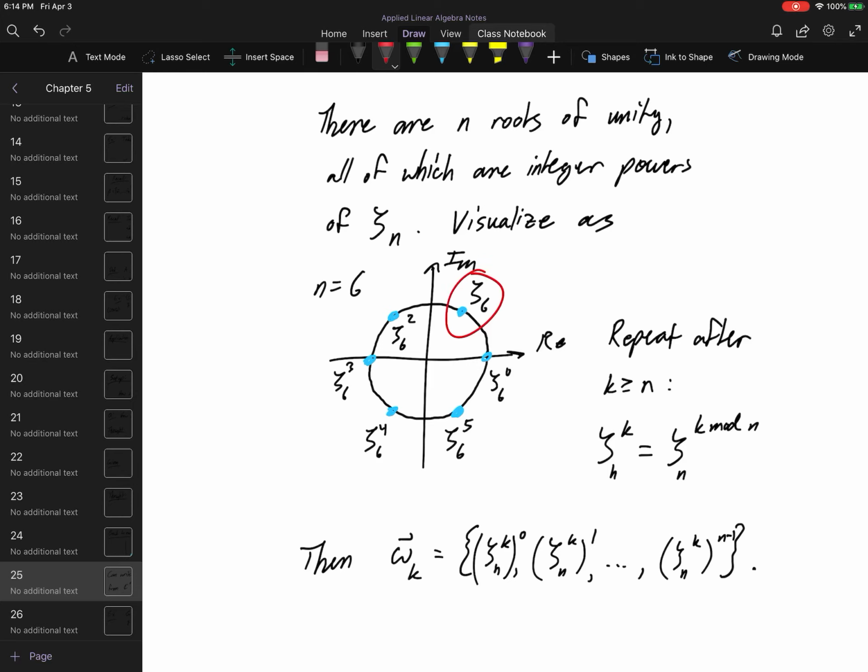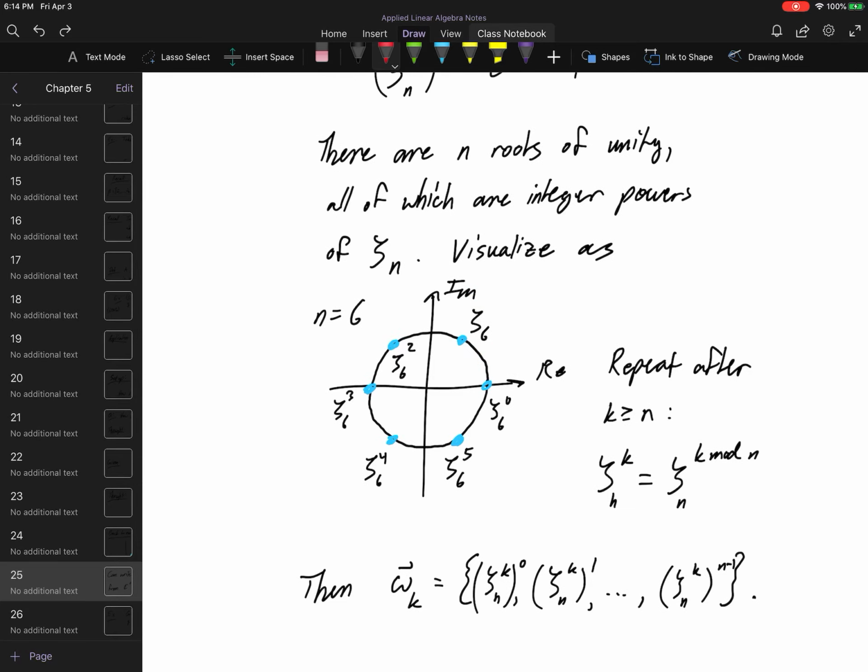And there are n of them in general, and these are going to be visualized as taking different powers of this zeta sub 6. If I multiply zeta sub 6 by itself, I get to this location. Multiply by another zeta sub 6, I get to that one, and so on. So I just keep hopping around until I completely fill up the unit circle, and then I start to repeat myself.